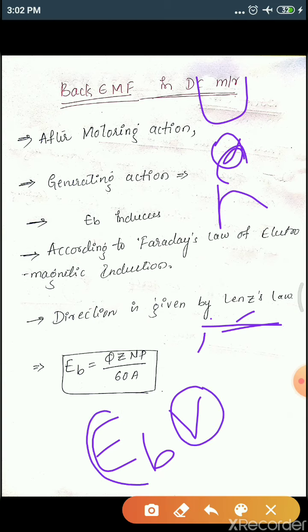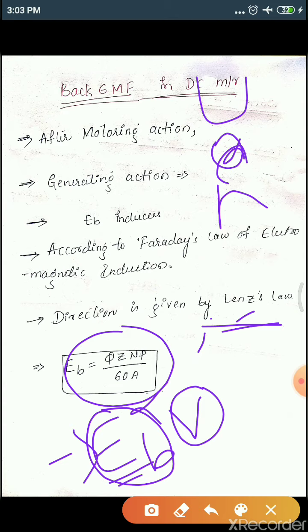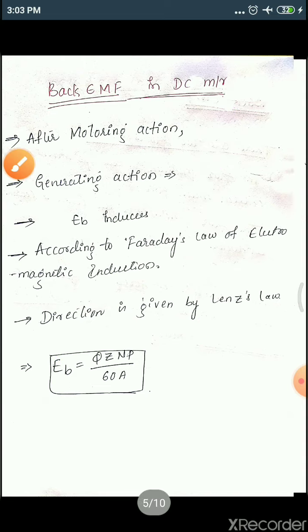EB means back EMF: this EMF always opposes the supply voltage, so it is called back EMF because of its opposing nature, and it is denoted as EB. Though it is denoted as EB, basically it gets generated by the generating action only, right? Therefore EB can be given as ΦZNP by 60A. We have seen this in the generator, right? Since it is an induced EMF, it will be ΦZNP by 60A. And then we can observe here.